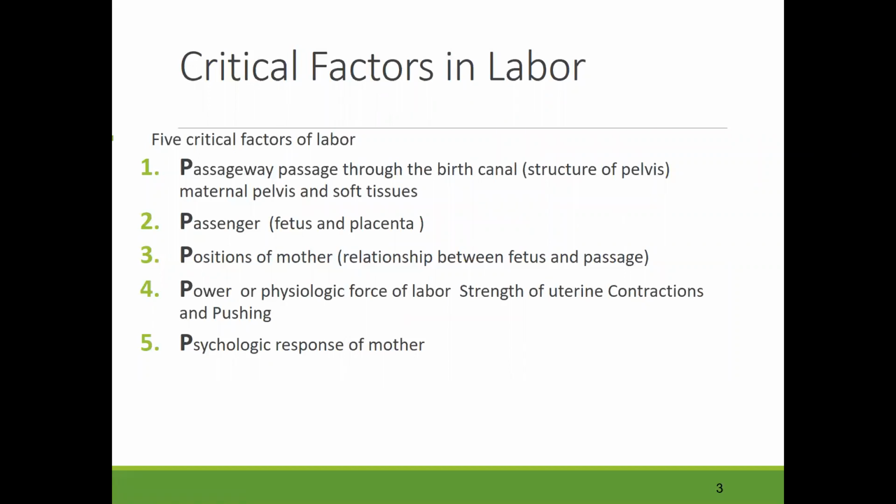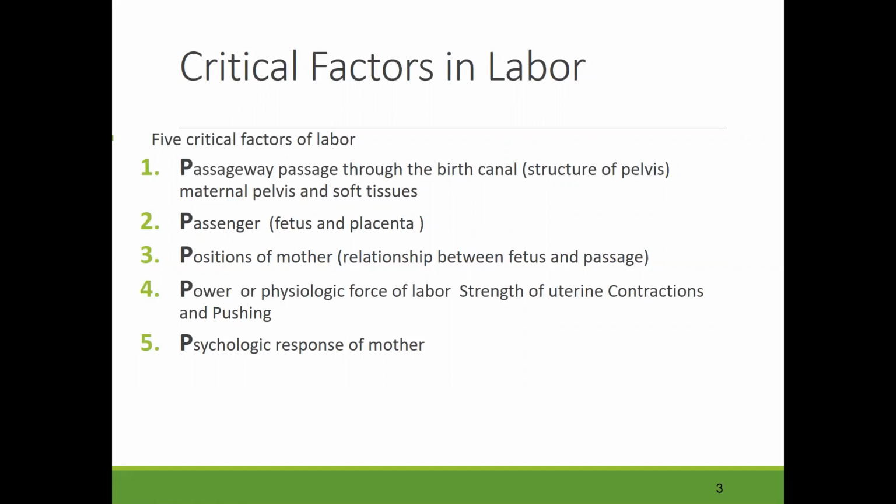All right, so let's talk about the critical factors in labor. There are 5 of them. We can call them the 5 Ps. The first one is passageway, which is the passage through the birthing canal, basically the structure of a woman's pelvis, and the soft tissues make that up.